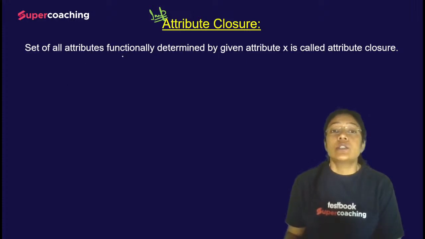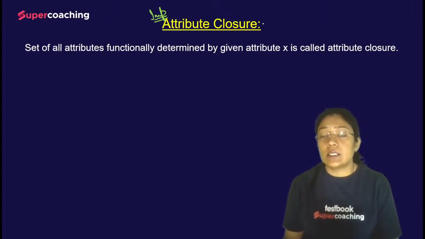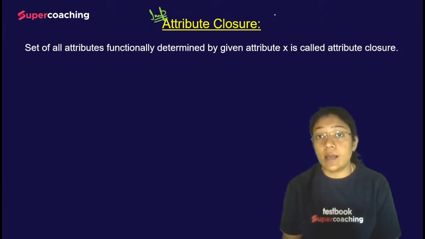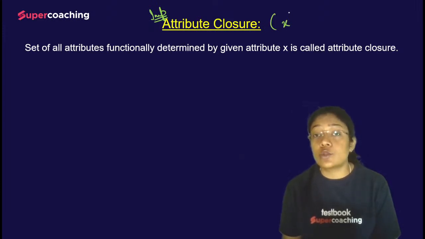Okay. So attribute closure, usually this is referred to as, for example, I want to find out the attribute closure for X. So I'll be writing this as X, with superscript, we will be writing this as plus.